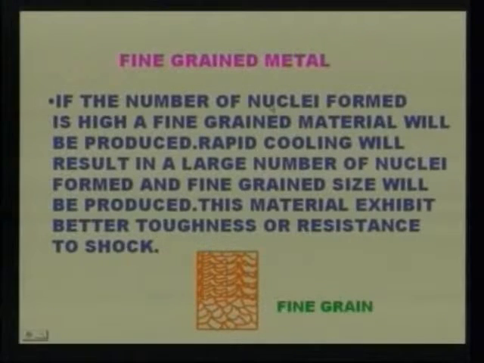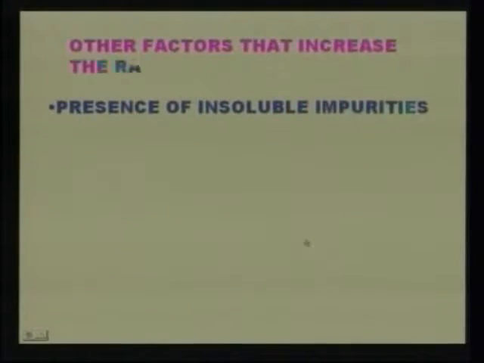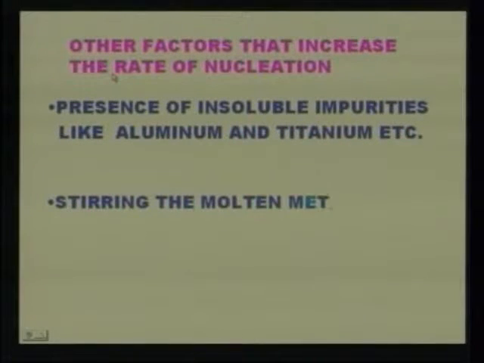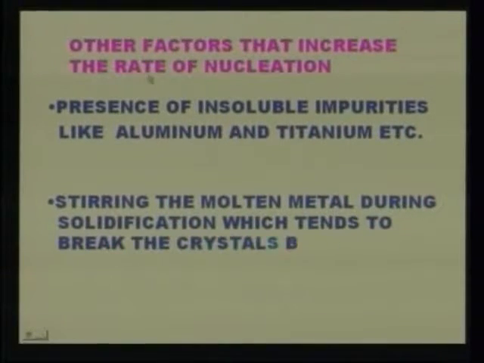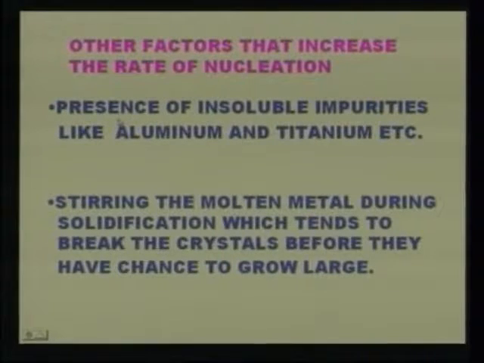This fine grained material will provide more advantageous mechanical properties, whereas coarse grained material is not that advantageous to use in different applications. Now let us see what the other factors are that increase the rate of nucleation. The other factors are the presence of insoluble impurities like aluminum and titanium.